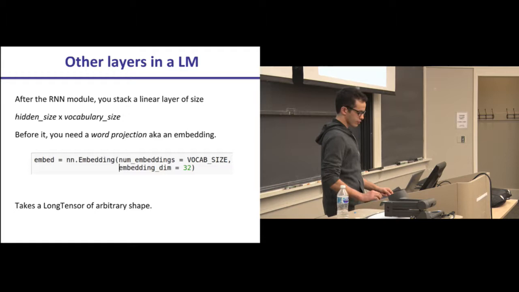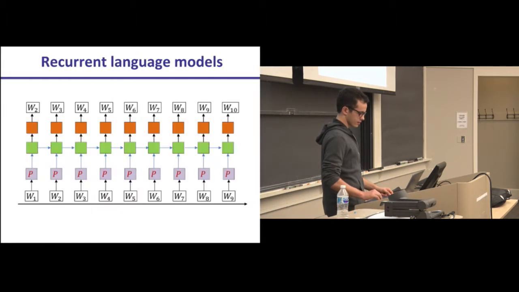Now, if you look back at the language model, you had a projection layer before the RNN and a linear layer after that to do the scoring of the output words.